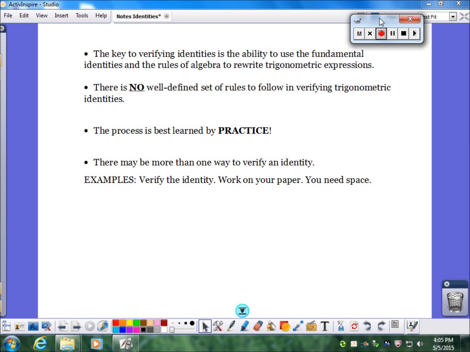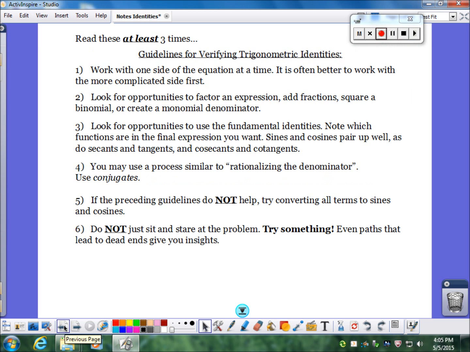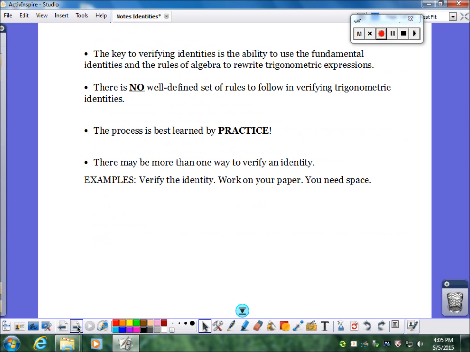We're going to work on verifying some identities. You probably want to use a separate sheet of paper. You need room to spread out. Don't try to cram these all into a tiny space. If you need to, pause the video and go get some paper. Also make sure you've read these guidelines, that you understand them, and read them at least 3 times. Alright, let's start. Let's verify some identities.